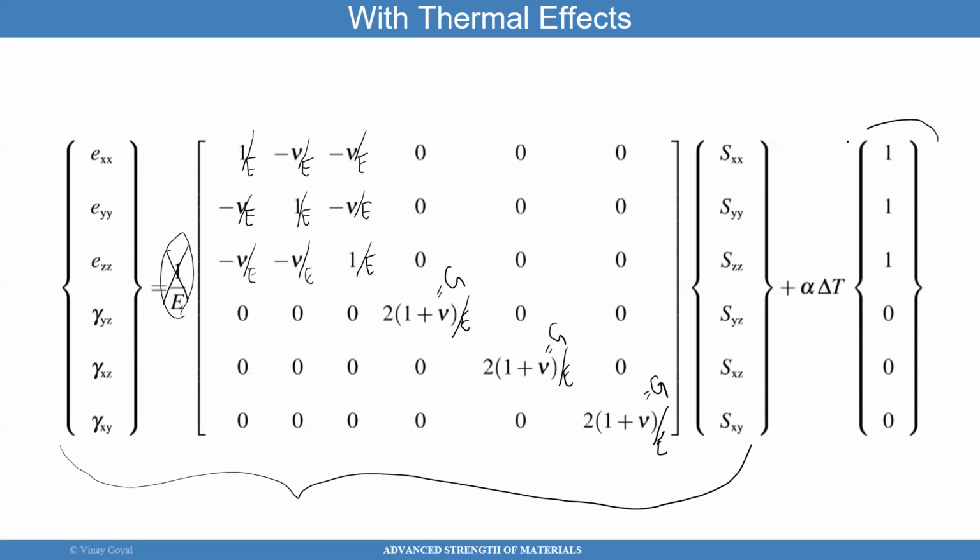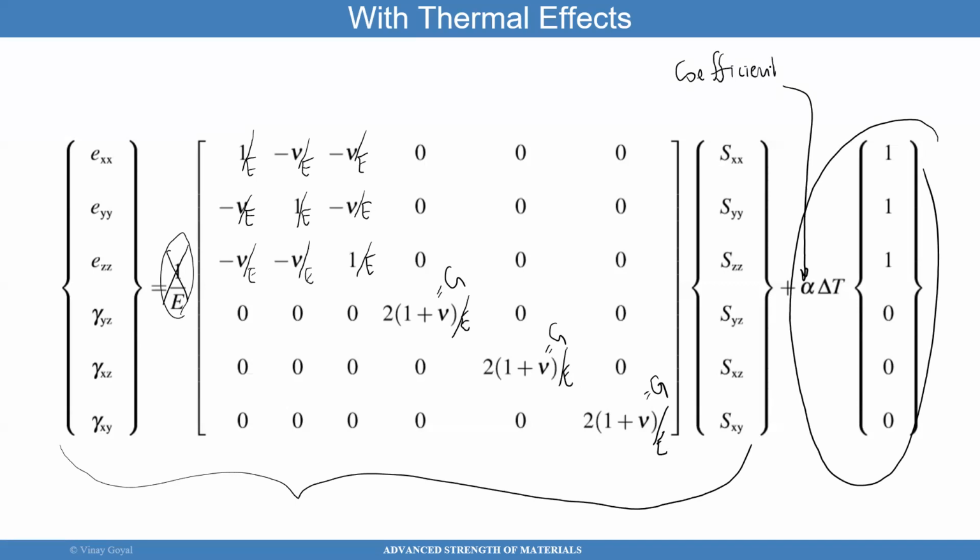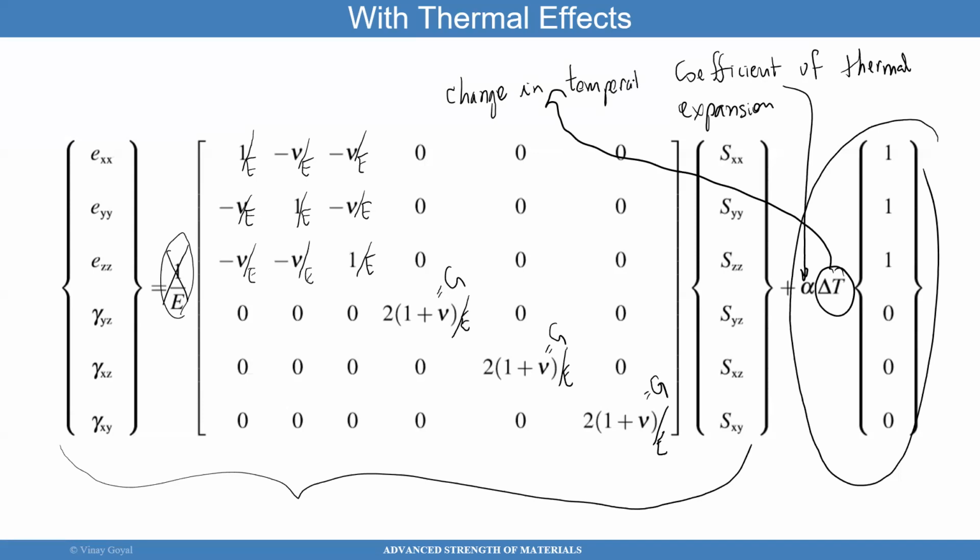And what I did, I added another term here so you can see how to treat thermal effects. The alpha here is called the coefficient of thermal expansion, while delta T is a change in temperature. So I can calculate the strain due to changes in temperature when the coefficient of thermal expansion is known. So what you see here is a constitutive law for materials that also have thermal effects.